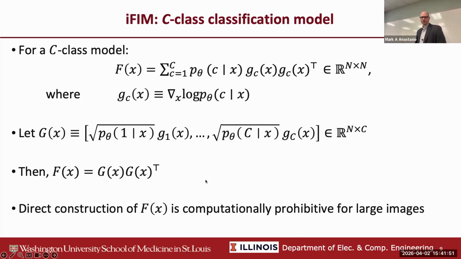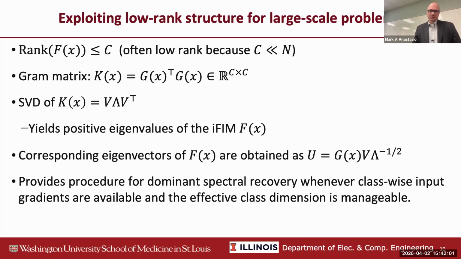Okay? So there are some concerns about being able to construct this matrix and do singular value decomposition on it, because it can be enormous, right? But there are some nice properties that might alleviate this concern to some extent. There's a low rank property here. The rank of this input dependent Fisher information matrix is less than or equal to C, where C is the number of classes. Typically C, the number of classes, is much less than N. Here N is the dimension of our input image, or if you wish, the number of pixels in the input image. So that's a good property.